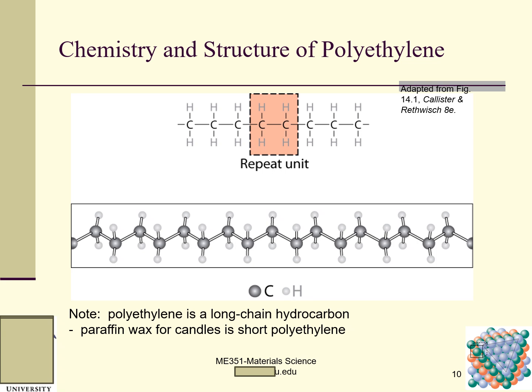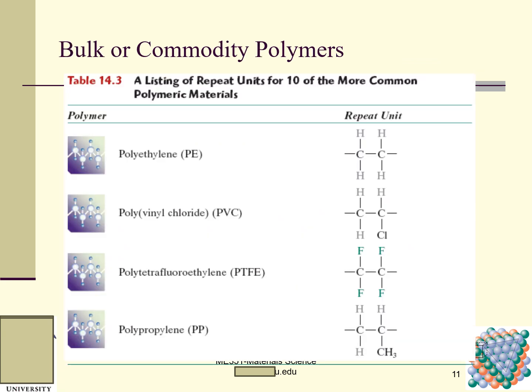Chemistry and structure of polyethylene. So this is the repeat unit. This is the chemistry and structure of polyethylene. You can see it's a 3D model, and this is a carbon, and the smaller one is a hydrogen. Note, polyethylene is a long chain hydrocarbon. Paraffin wax for candles is a short polyethylene. And bulk or commodity polymers.